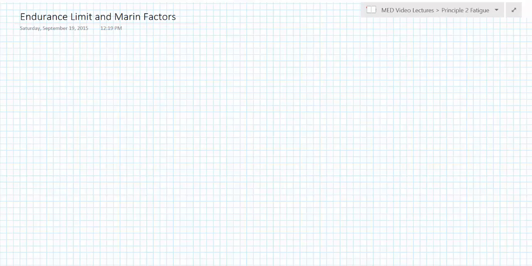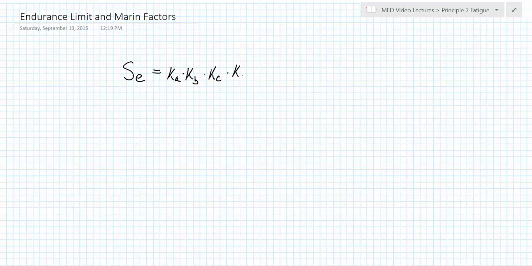The way we do that is called Marin factors, and we're going to be setting up and figuring out how to define these Marin factors. So the overall approach looks like this: the actual endurance limit for our material in our part is a product of a whole bunch of factors times the hypothetical endurance limit.